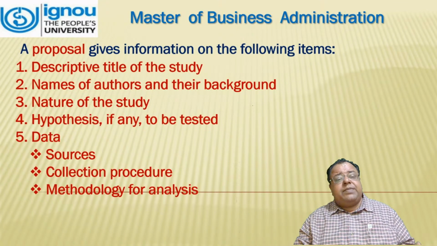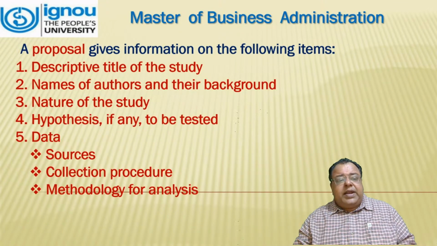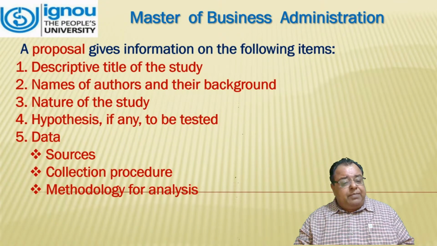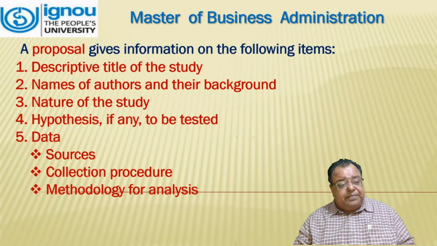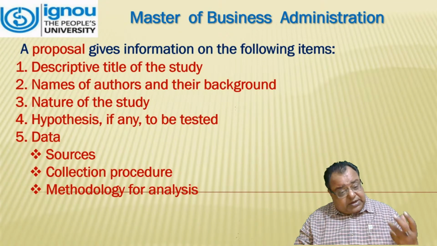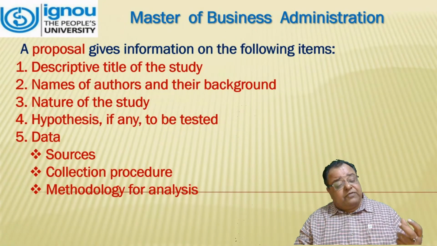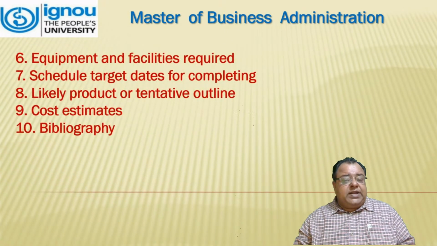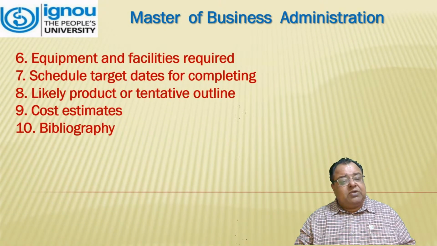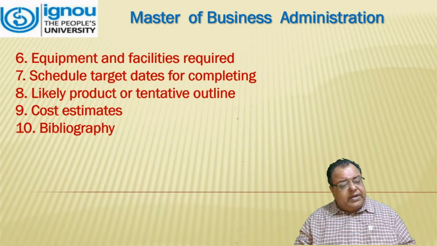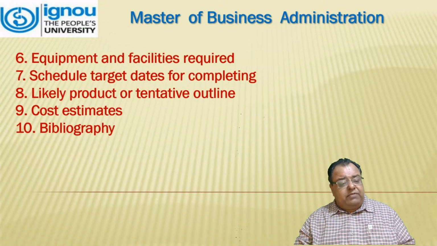The first one is the descriptive title of the study, what you want to do. Name of the authors and their background. Nature of the study. Hypothesis, if any, which has to be tested. Data. What data? What are the sources? What are the collection procedures? And what is the methodology for analysis? Equipment and facility required. Seventh one is schedule, target dates for completing. Eighth one is likely product or tentative outline. Ninth, cost estimates. And the tenth one is bibliography.